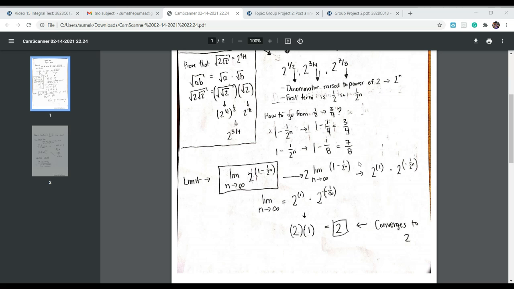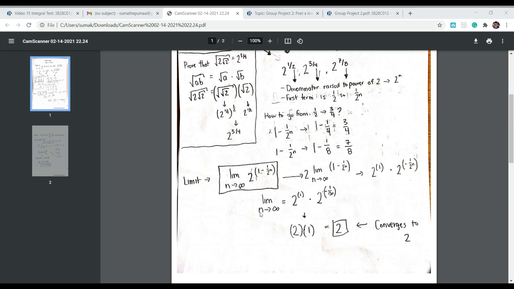Before I evaluate it, you can notice that I can bring the 2 out. So I took the 2 out, and so it's 2 and then the limit of the exponent of 1 minus 1 over 2n. You can actually simplify this. Since this exponent has 2 parts to it, this is the same as 2 to the first times 2 to the negative 1 over 2n. And so that's what I did here, and I evaluated it from there. I simplified it, made it easier on myself.